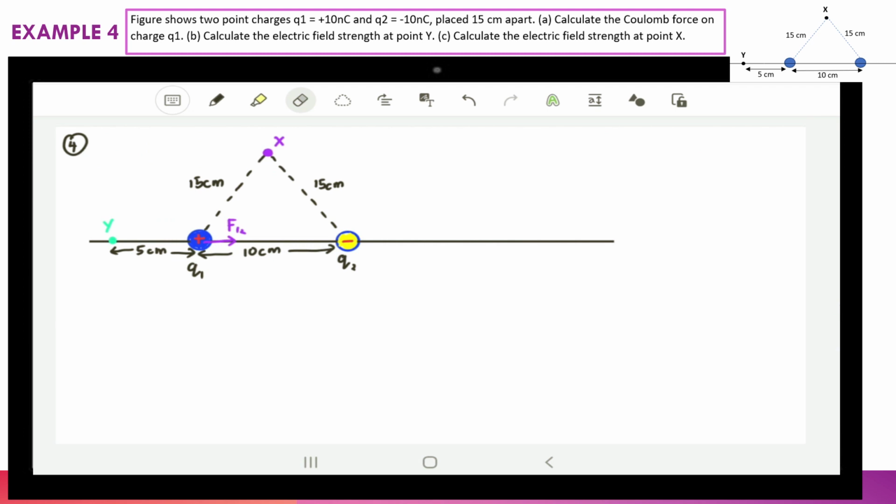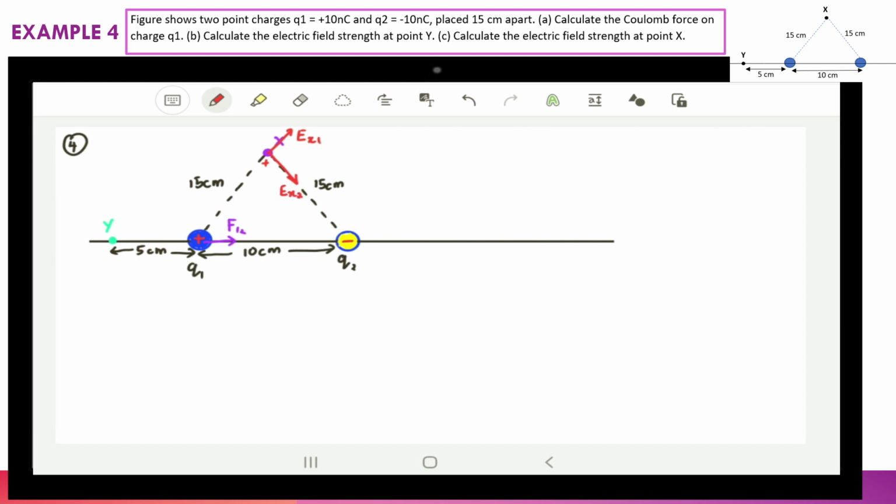Okay, question C, we want to calculate the electric field strength at point X. Okay, so now refer to point X. Here we have, in this direction, so this is positive, so the direction should be repel the Q1 charge. So in this direction. Okay, draw this one first. E on X due to the first charge. Okay, and here we have positive and this is negative. So this point should be attracted to negative charge. So in this direction. Okay, so this is E on X due to the second charge.